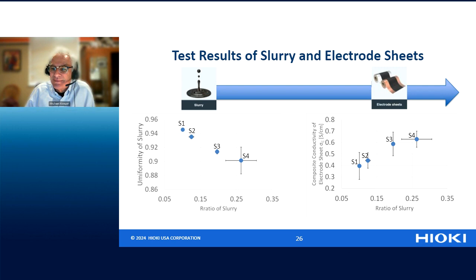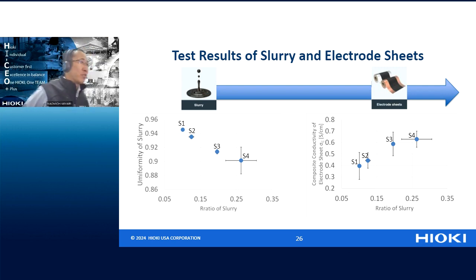I'm sorry. So a slurry is a solvent solution. Usually water or organic solvent are used in the slurry solution. And in that case, we can only do AC IR measurement. So that's why I believe for characterization of the slurry, AC measurement is only used.